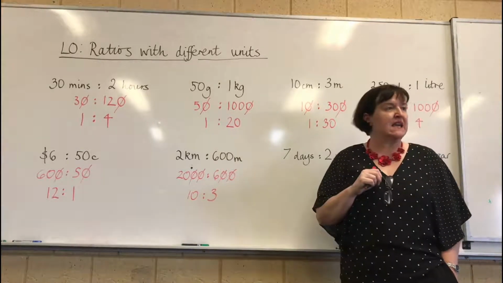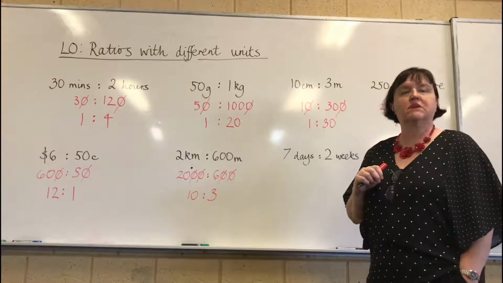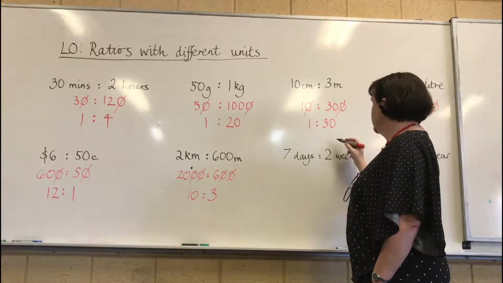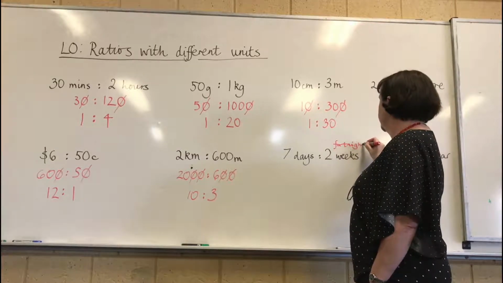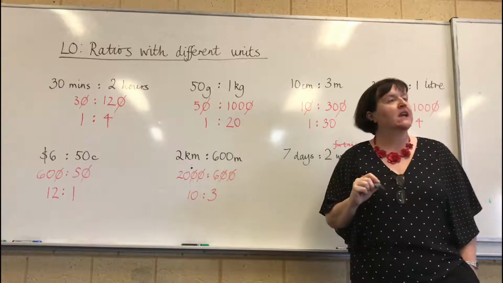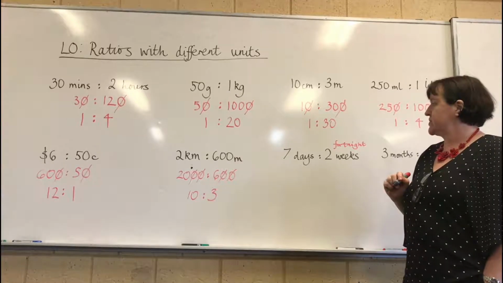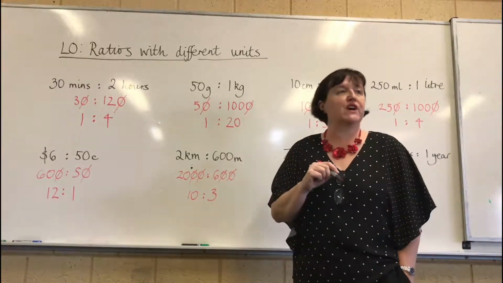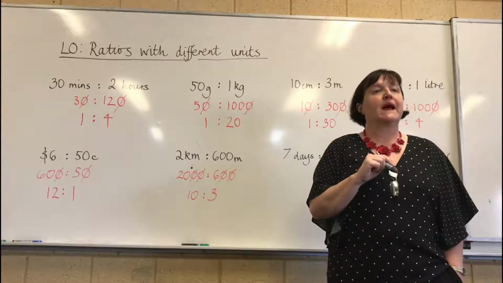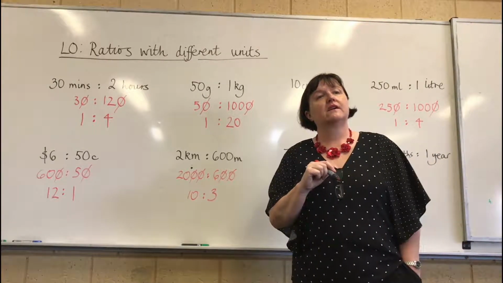Okay, 7 days to 2 weeks. The other way you might see 2 weeks written is a fortnight. Not quite the same as your fortnight, N-I-G-H-T. So 7 days to 2 weeks or 7 days to a fortnight. So what will I convert? Alex? Change the 7 days into 1 week.